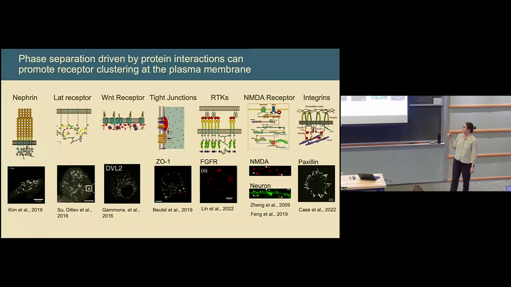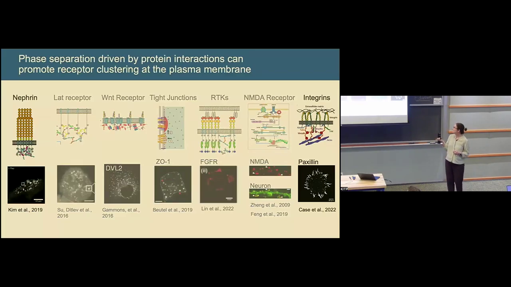And what's been very exciting over the last decade is we've begun to appreciate that phase separation can contribute to this type of organization at the plasma membrane. So there are many different types of receptors in diverse cell types that can be organized through phase separation that is often driven by interactions between the cytosolic domain of the receptor and cytosolic adapter proteins. So this is often phase separation driven by protein interactions. And so we heard, so I'm not going to go through all of these, but we heard yesterday a little bit about ZO1 and Claudins at tight junctions.